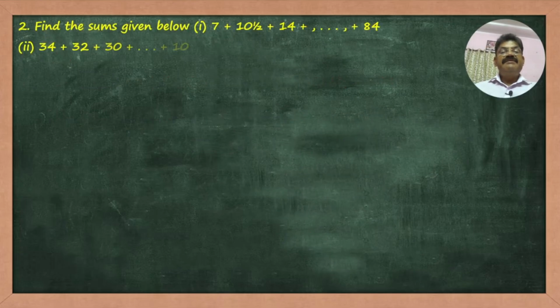Second sum. Find the sums given below. So we are given three arithmetic progressions. The difference between the previous problem and this problem is, in the previous problem, number of terms were given. But here, the last term is given. So you have to use another formula for Sn.